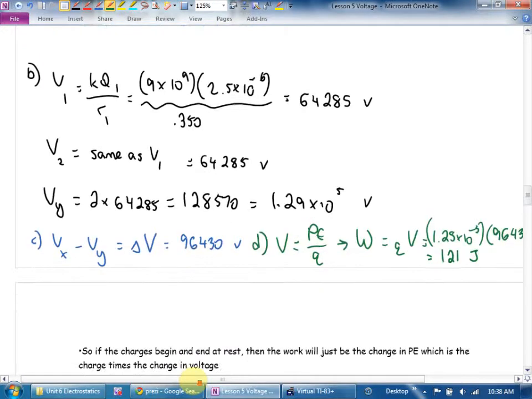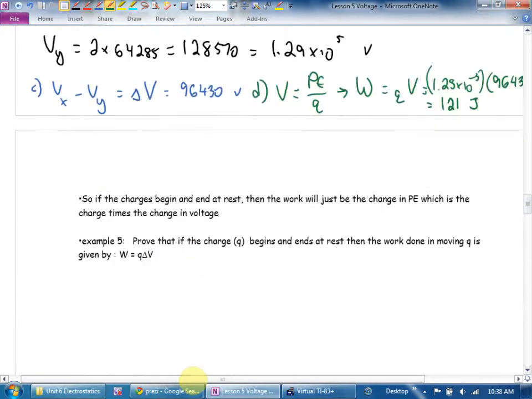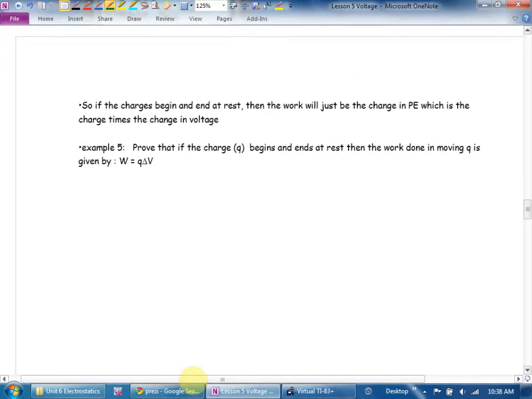So it says this: if the charges begin and end at rest, then the work will just be the change in potential energy, which is the charge times the change in voltage. I need to read that again, and I need to move the cough candy over in my mouth. If the charges begin and end at rest, then the work will be the change in potential, which is the charge times the change in voltage. And it says, prove it.